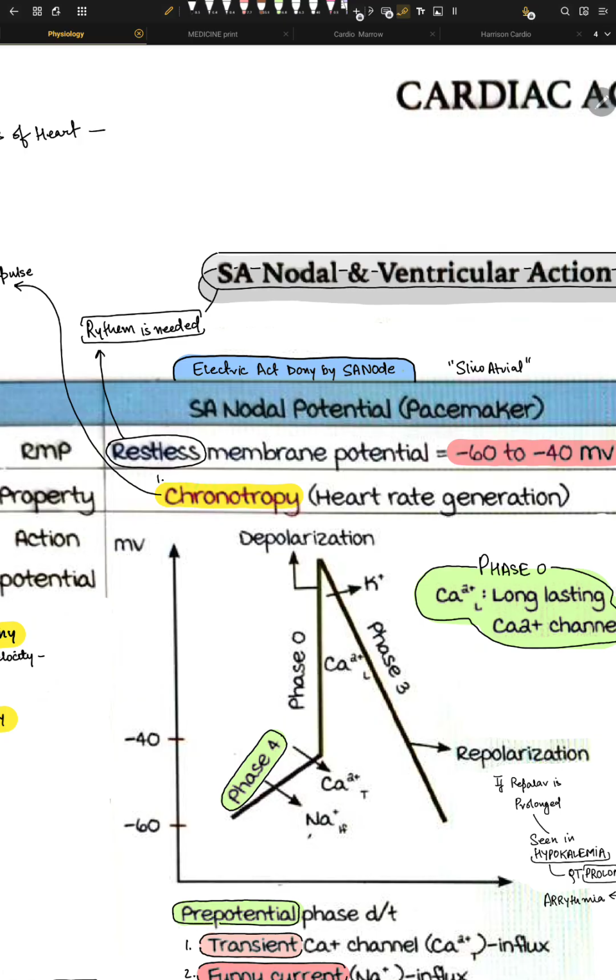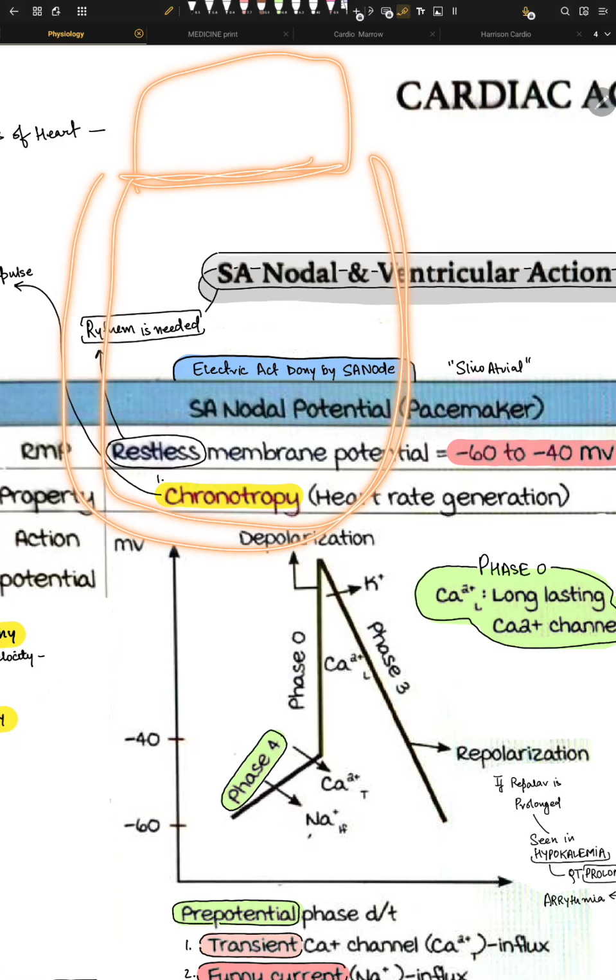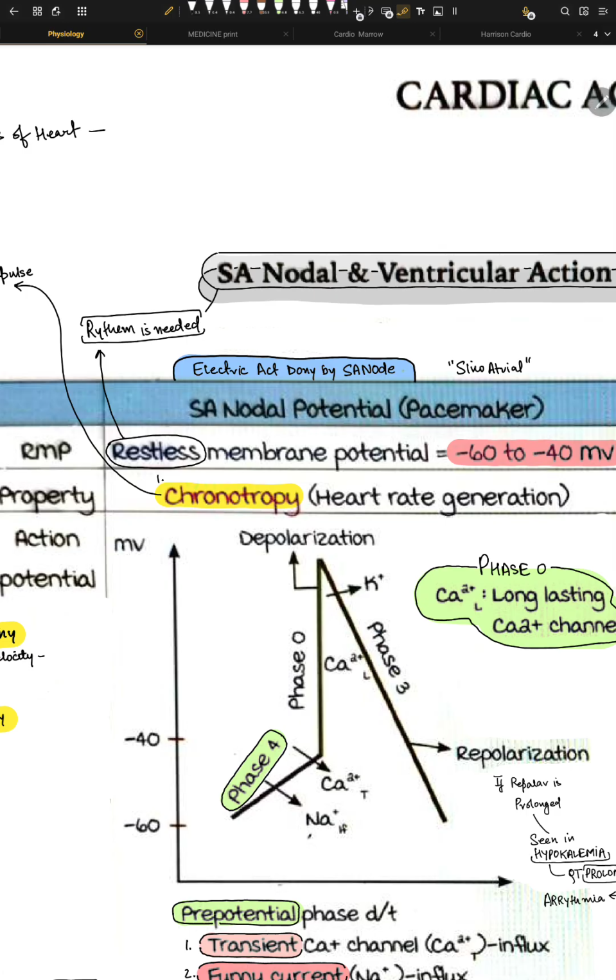Now this SA node is located on the wall, right? On the wall, stina, if you speak Russian. So on the wall of the right atrium. We have left and right atrium, and below is the ventricle. On the wall of the right atrium, near the opening of the superior vena cava, that's the location of the SA node. I may be wrong here, but I just remembered it this way.